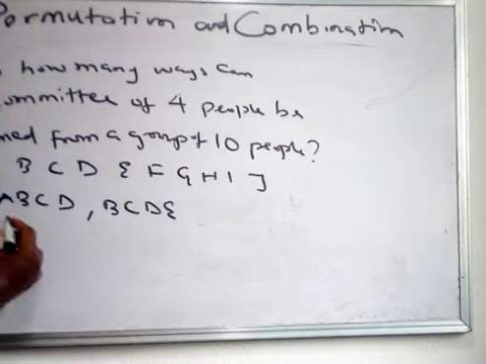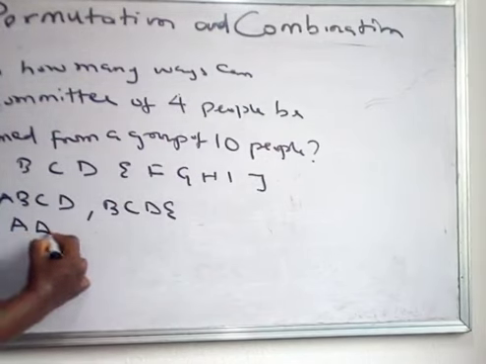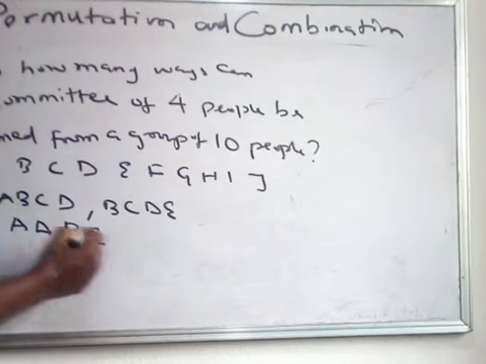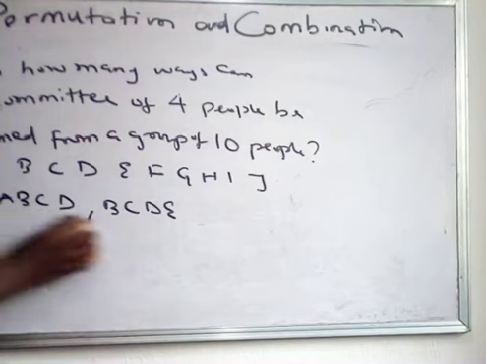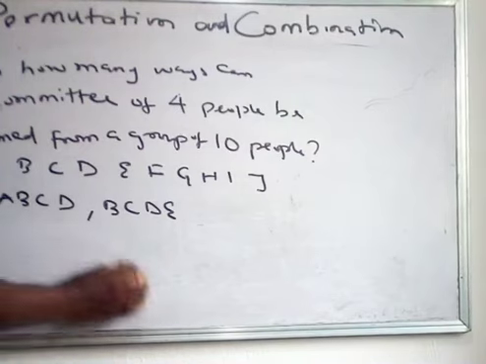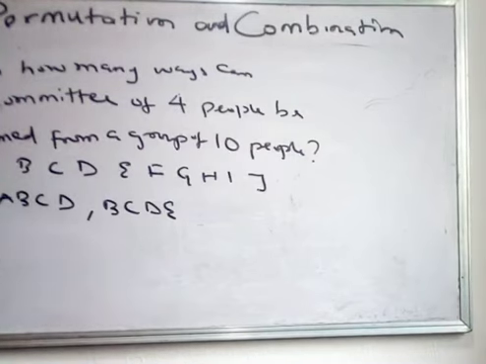But you cannot have A, B, C. Why can't we have A, B, C? Because you can't pick one person twice. Of course not. So this simply tells you that this is a combination question, because we are selecting now. We are selecting 4 people out of 10.